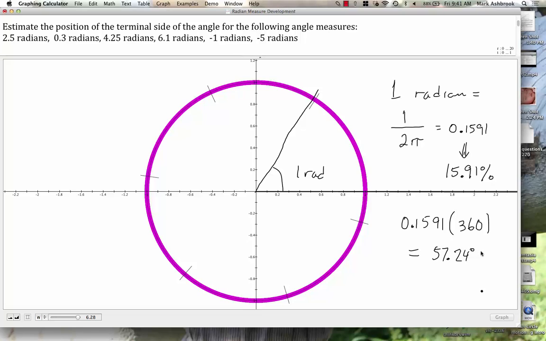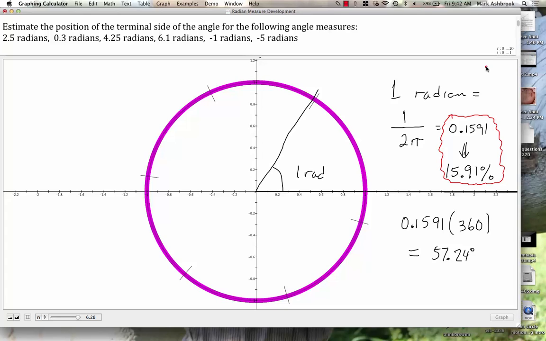57.24 degrees has the same amount of openness as 1 radian of openness, or 0.1591 of a rotation of openness. So this is one reason we started off by looking at percent of the circle, or fraction of a circle, because if you can get the percent or the fraction of the circle, conversions are easy. You can convert to any system of measuring angle if you have the fraction of the circle. And you don't have to memorize any formulas.